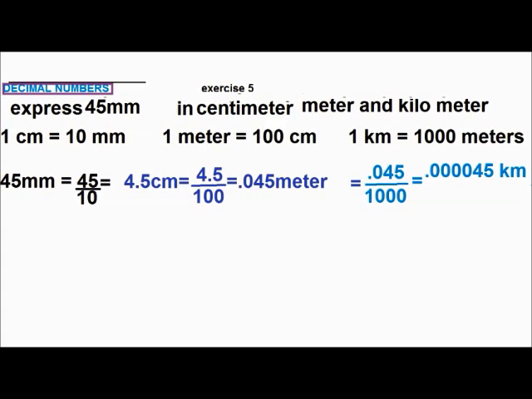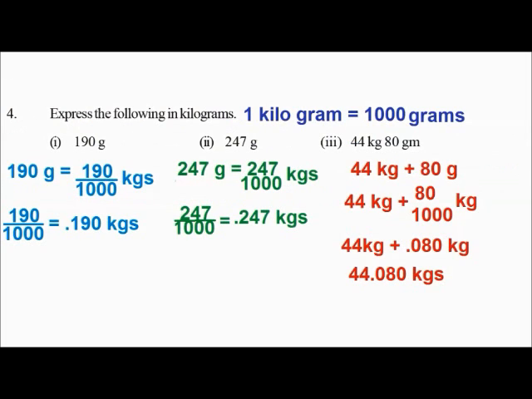Some other similar problems. Now grams into kilograms. 1 kilogram is equal to 1000 grams. So now express 190 grams in kilograms. 190 grams is equal to 190 by 1000 kgs. That is 190 by 1000, which is equal to 0.19 kgs.